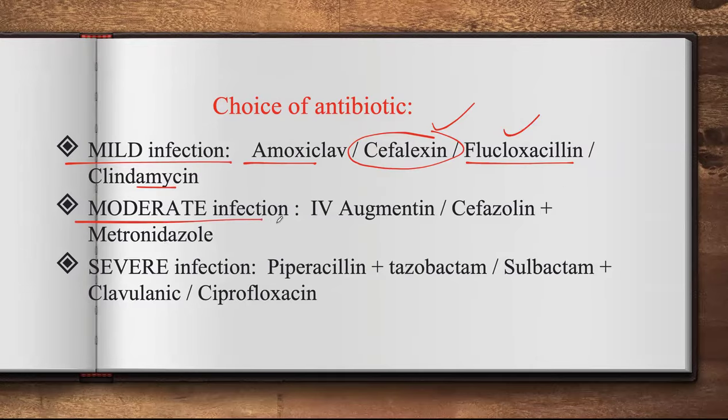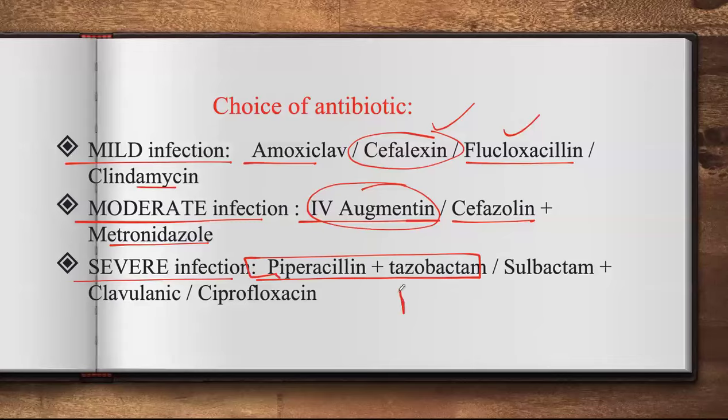In case of moderate infection, the patient usually will be admitted for IV. So we give IV augmentin or we give IV cefazolin plus metronidazole. Usually, IV augmentin will be the first choice. In case of severe infection, we try to cover the gram-negative ones. So we give Piptaz, which is piperacillin and tazobactam, the commonest one we will give. Or we have other options like sulbactam, clavulanic acid, or ciprofloxacin. All right, so this is your choice of antibiotic. It comes in exam, so you should know.